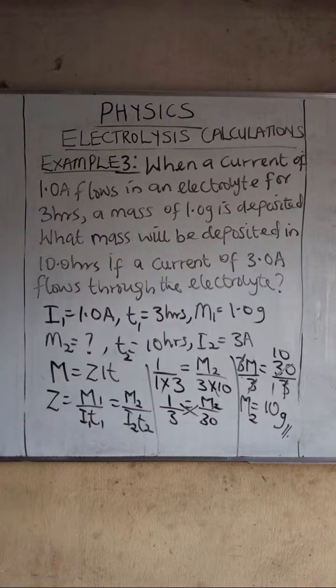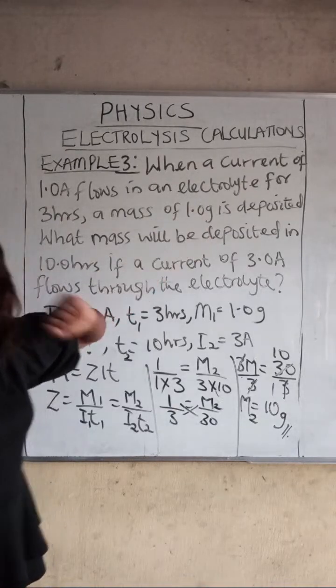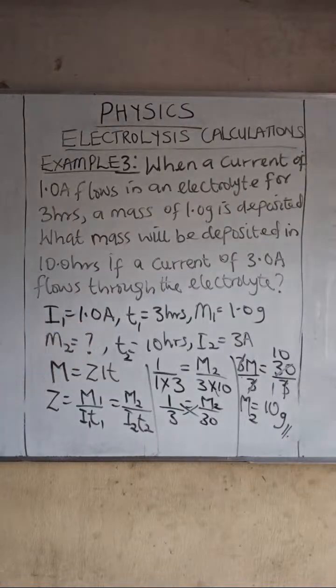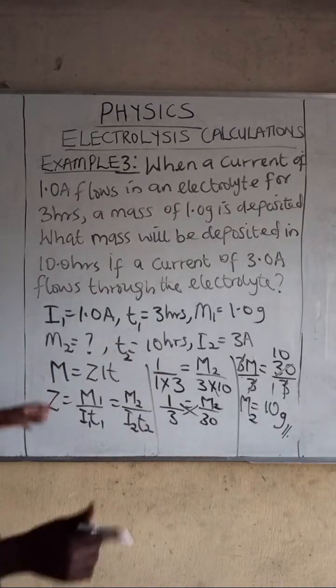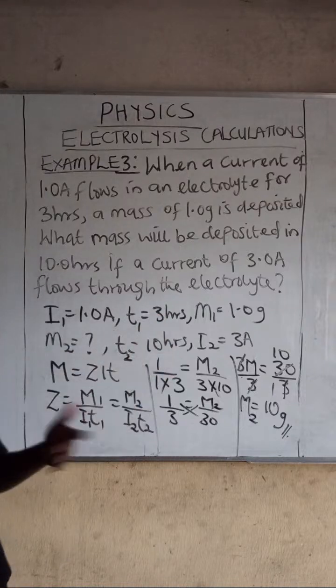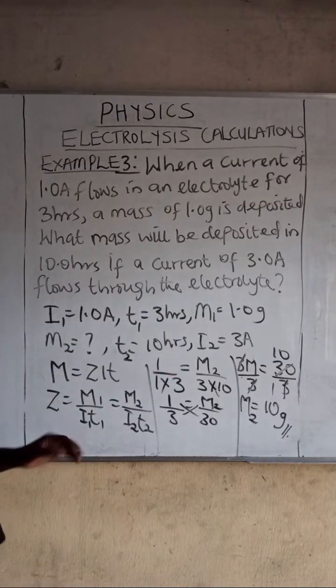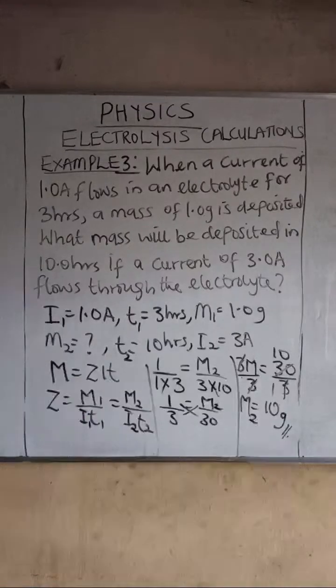Now let me explain. I have different currents, times, and grams, so what I need is to compare them. I'm supposed to convert this time to seconds, but because they have the same units, I can leave the units like that. Now I'll compare from M is equal to ZIT.